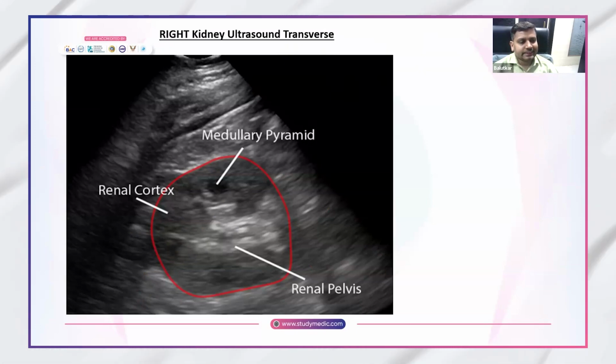Again, on the transverse section, we can see the renal cortex, which is intermediately hypoechoic, which is slightly echogenic as compared to the renal medullary pyramids.